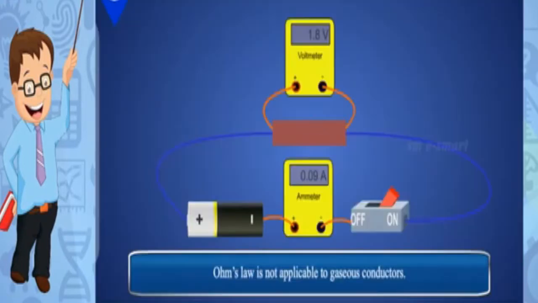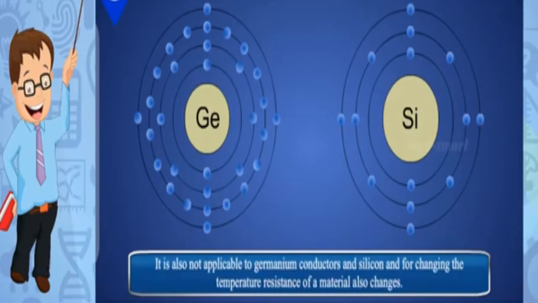Ohm's law is not applicable to gaseous conductors. It is also not applicable to germanium and silicon conductors. And with a change in temperature, the resistance of a material also changes.